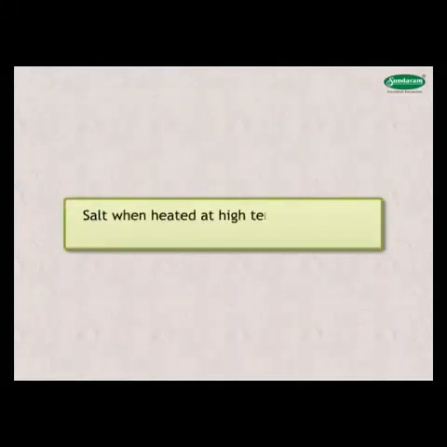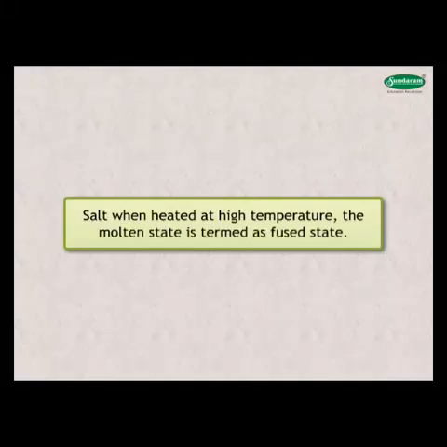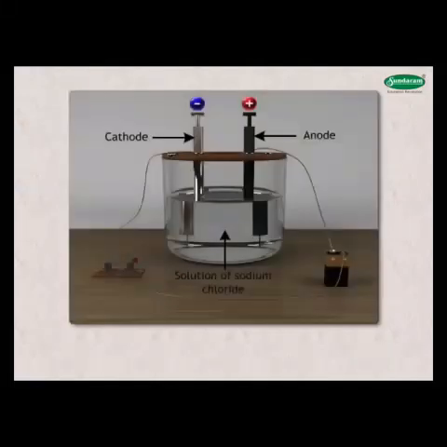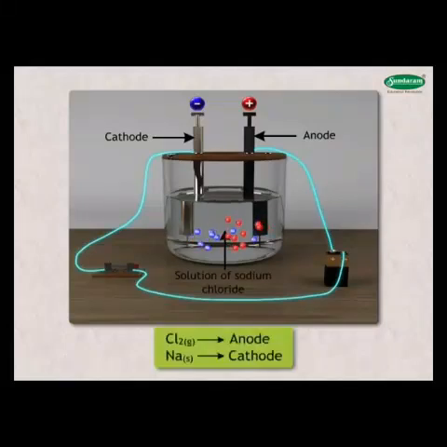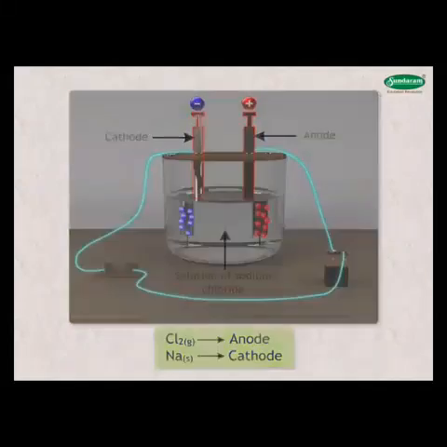Salt, when heated at high temperature, reaches a molten state, which is termed the fused state. NaCl is able to conduct electricity even in fused state. During electrolysis, chlorine gas is liberated at the anode and sodium is deposited at the cathode.